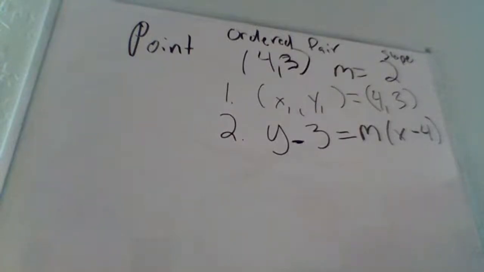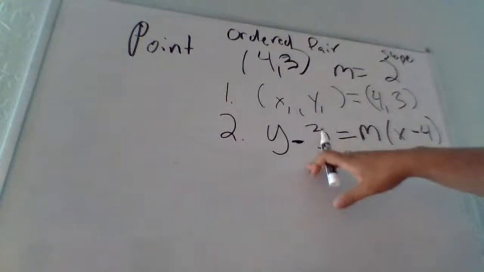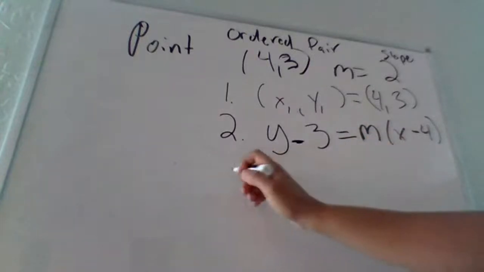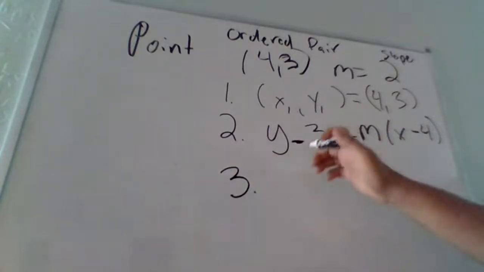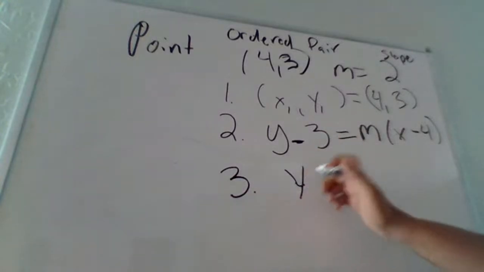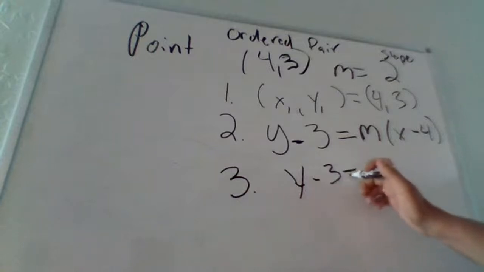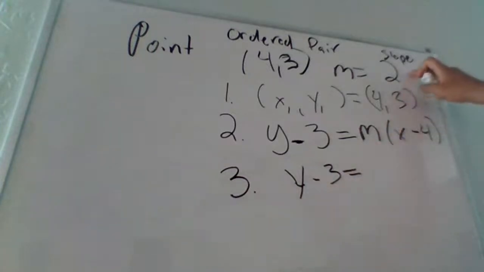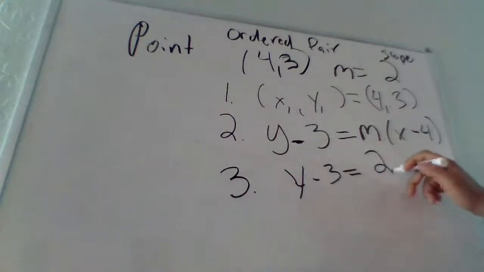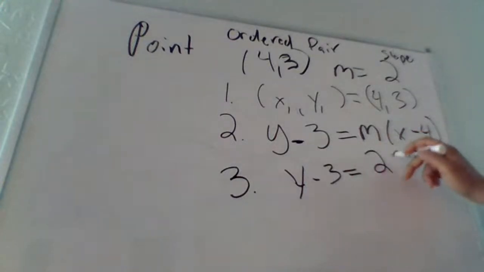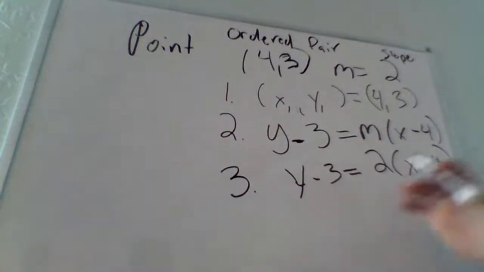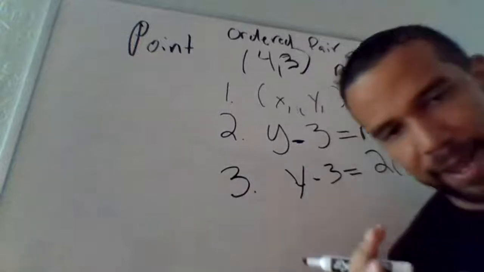Does this make sense why we're subtracting it now? We're trying to get rid of it all so we can get down to slope-intercept form. What this really is: y minus 3 equals, and we know the slope is actually 2, so we don't need to represent it with that symbol anymore. We can write 2 times x minus 4.